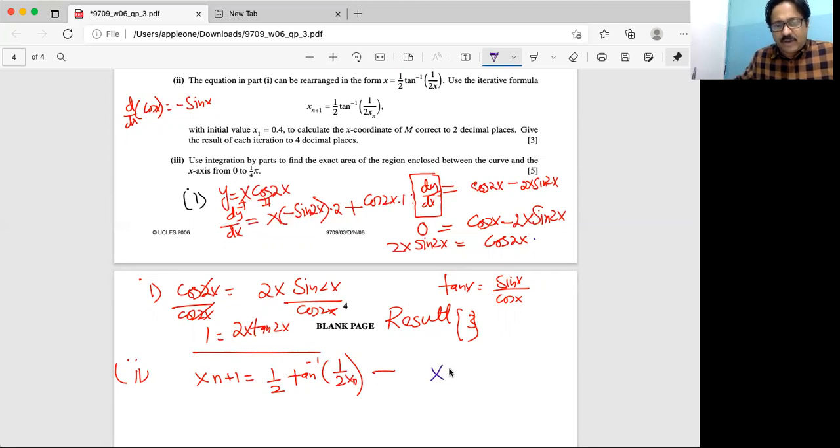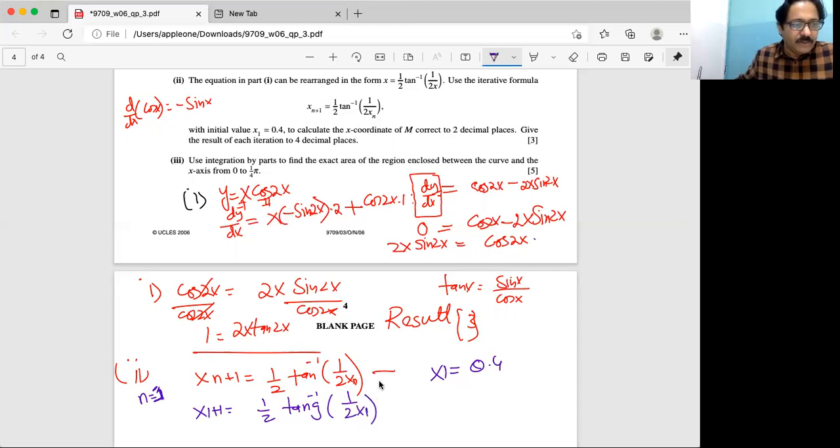Now see here, x1 is already given to us, 0.4. So if n is 1, I will need x2. So I will use n equals 1, and this becomes x(n+1) equals 1 over 2 tan inverse of 1 over 2 x1. That's the thing. Now just put the value for x1 here, and this gives us x2.